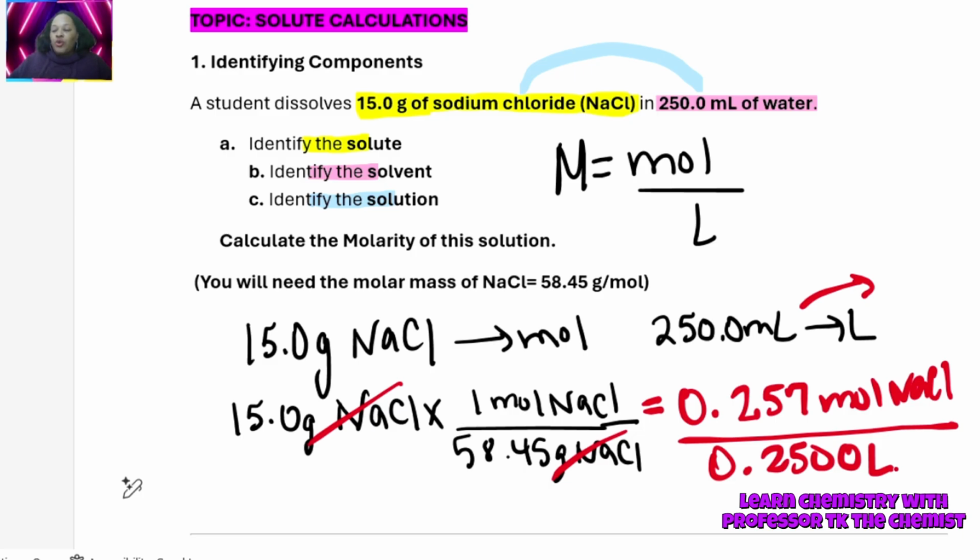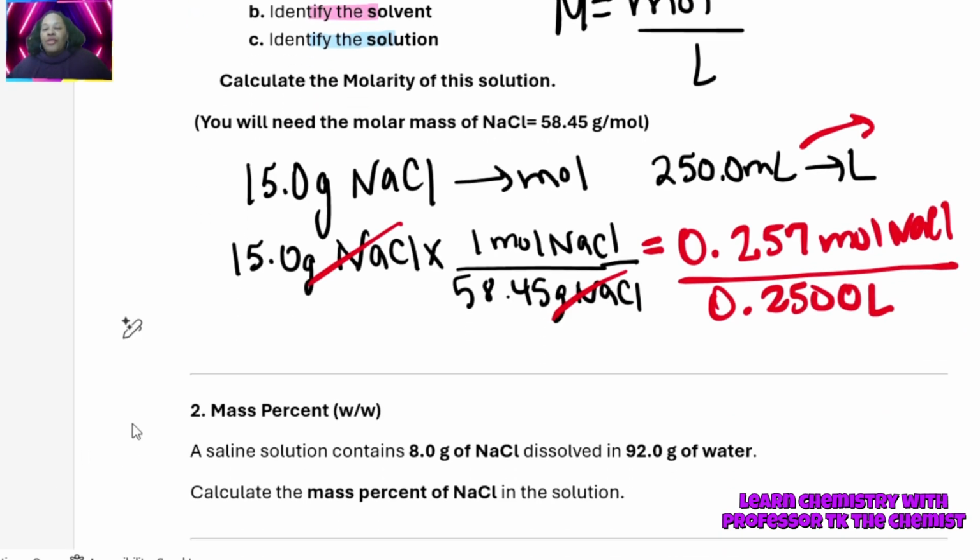So 0.257 divided by 0.2500 gives me 1.028. But we know that because we've had chemistry before, our final answer should have 3 significant digits. So 1.03 molarity. That is the answer for this particular problem. Okay? Although they did not ask us to do that, that was something that I added to the problem so that you all could see how simple this is. Okay?